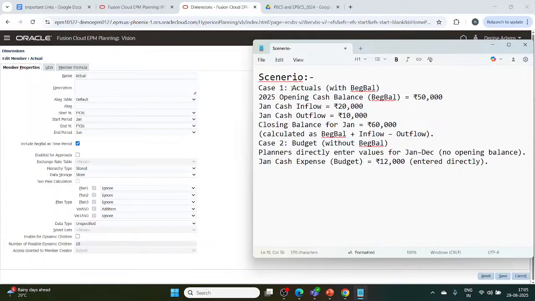So the main thing is, for the actual data, if we have ticked including beginning balance as a time period, then the main thing behind it is that our opening cash balance, or beginning balance, is 50,000. 50,000 rupees is our opening balance of the scenario dimension. And for the January month, we are talking about the cash balance. So this is our opening balance, and we can also call it a beginning balance. So it's our 50,000 rupees.